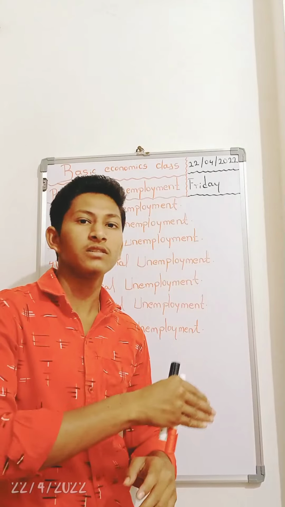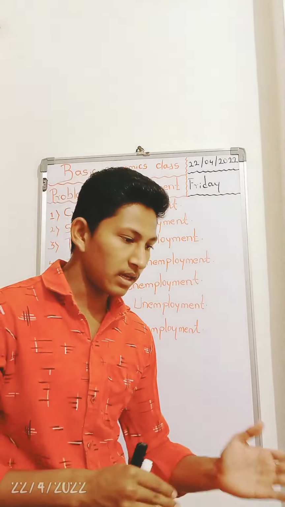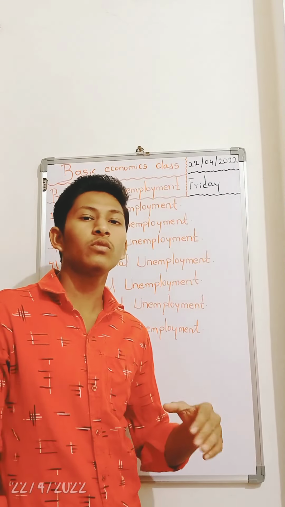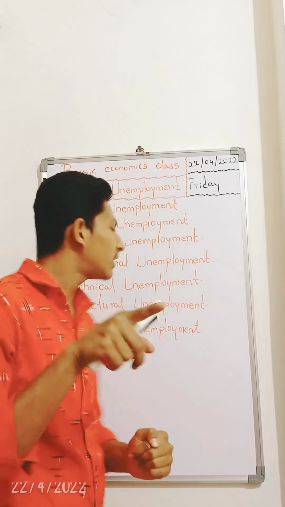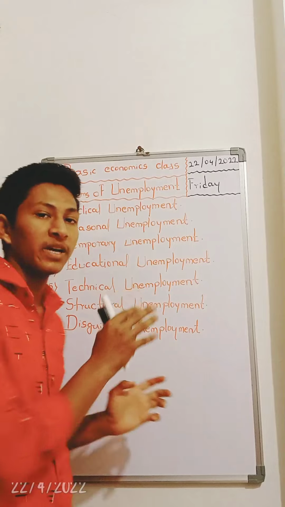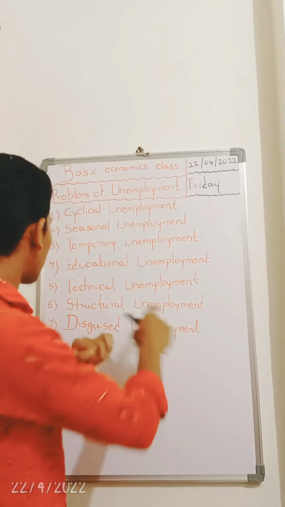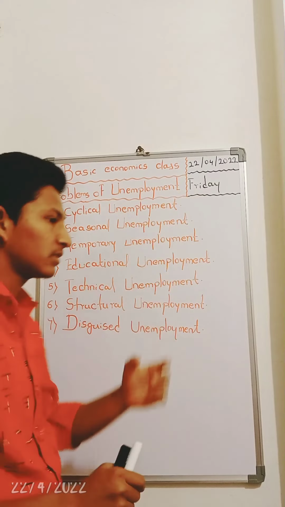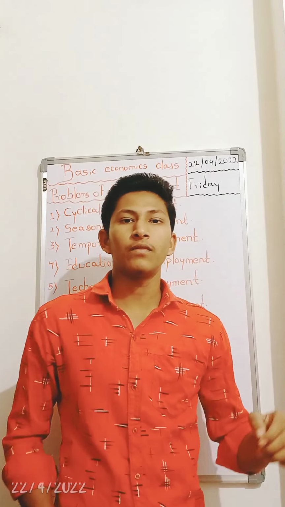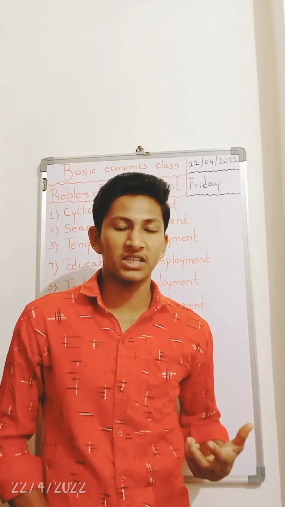He has knowledge, but he doesn't know how to turn that knowledge into skill. That is what we call educational unemployment. I think you are getting my point. Okay, now the fifth one, technical unemployment. Technical unemployment means one who loses his job due to technological advancement.